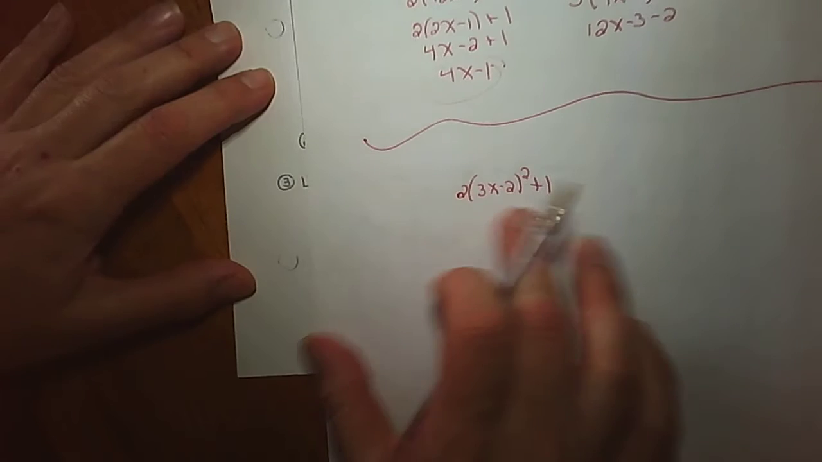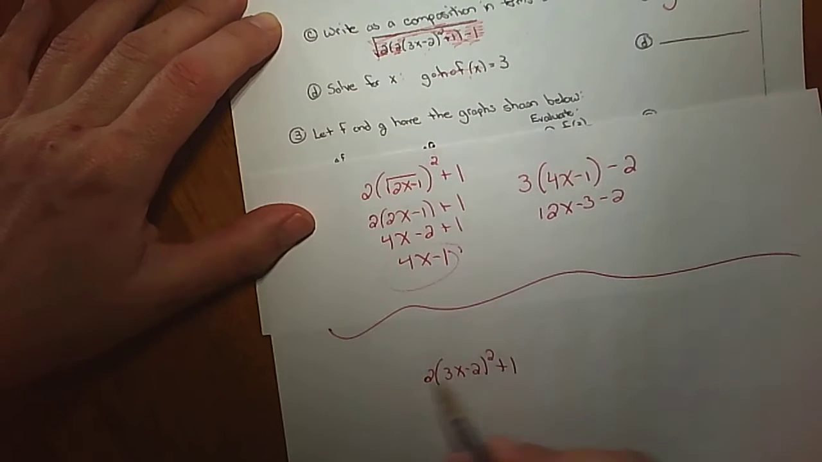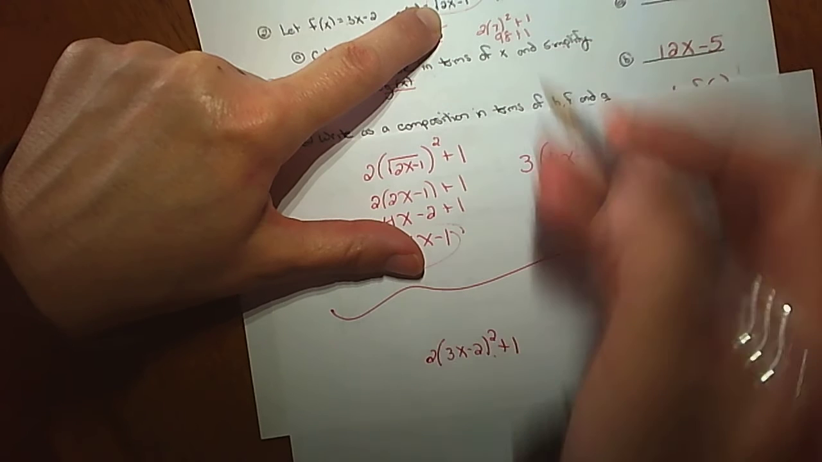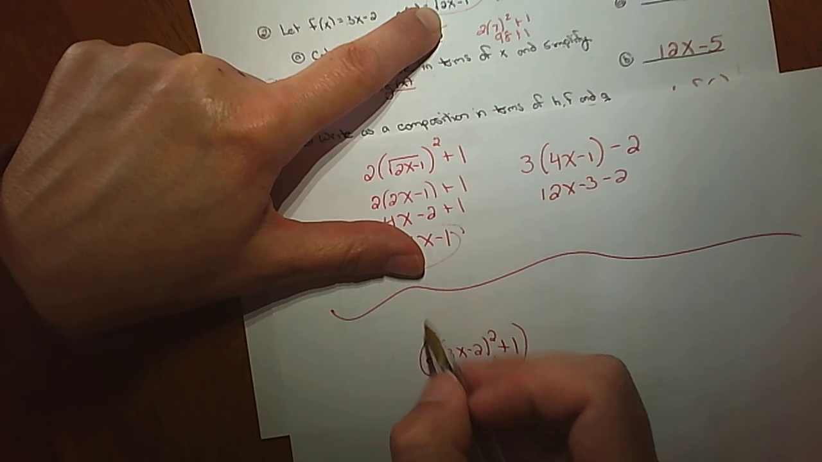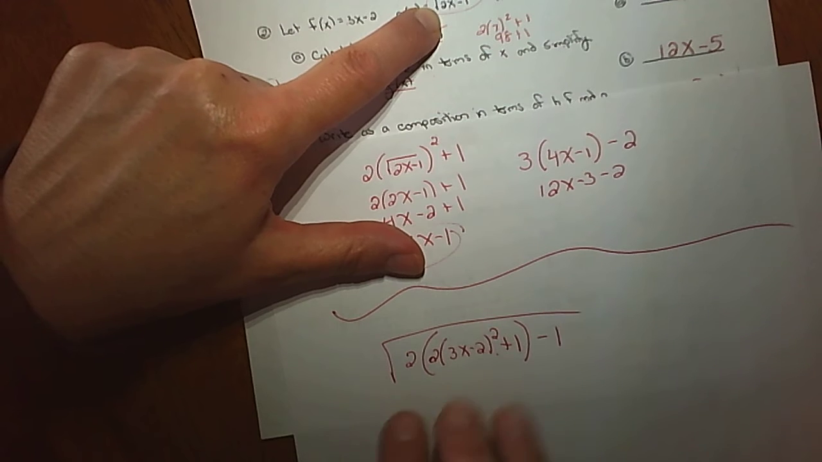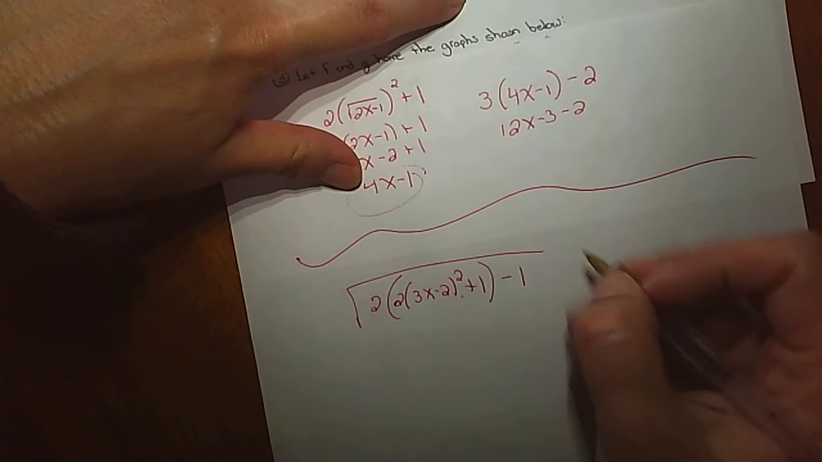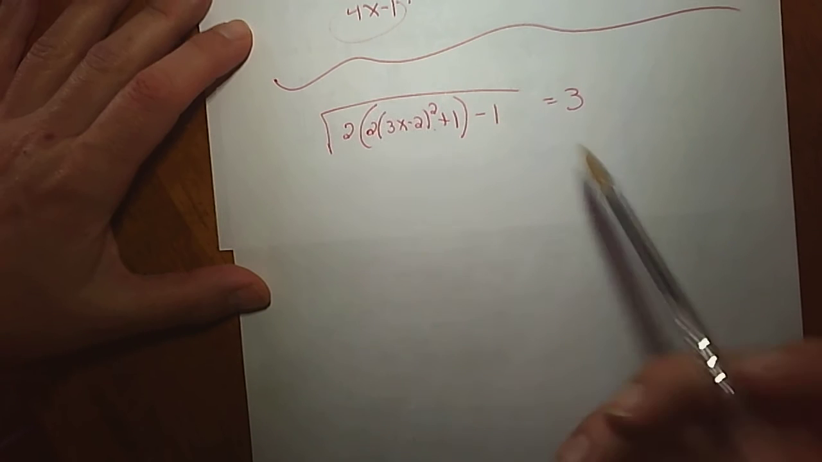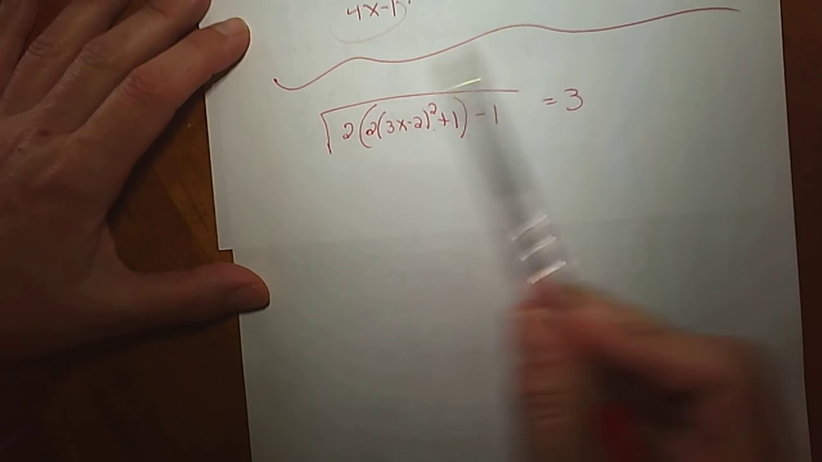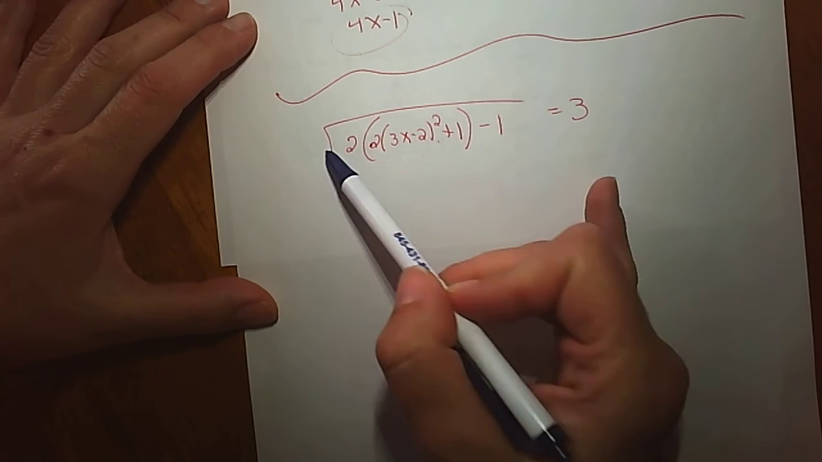So right now, these are these two together. And then I'm going to plug this into G. Now G wants us to take all of this with a 2 in front of it, minus 1 with a radical over it. So I'm going to make this, but now I have to set it equal to 3. And I'm going to solve it. Now the reason I left it like this is it's actually easier to solve it like this. Because here we go. How do you get rid of a radical?